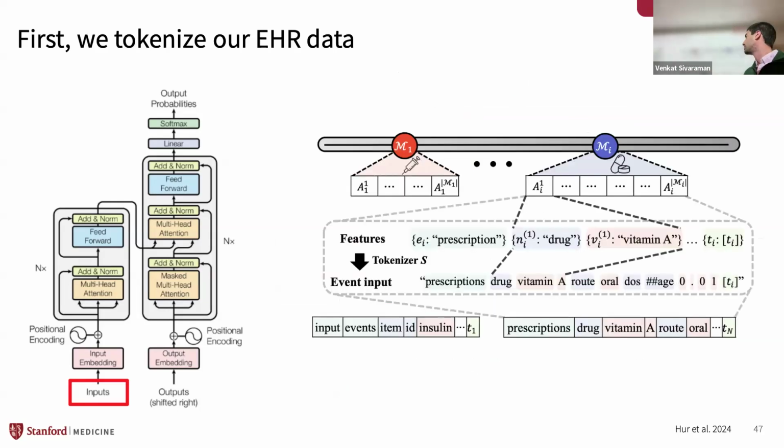The other thing I'll quickly mention, which I thought was cool, is work out of Ed Choi's lab. Instead of treating each clinical event as its own discrete thing, they look at the English description of the clinical event. So an ICD code is actually something like insulin, and this medication code is defined as prescribing drug vitamin A route. They translate the clinical events into text, and then run a normal text-based large language model over it. I thought that was interesting as well. So there are a lot of choices in how you tokenize the EHR data before you feed it into the model.